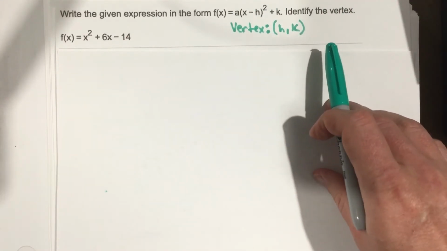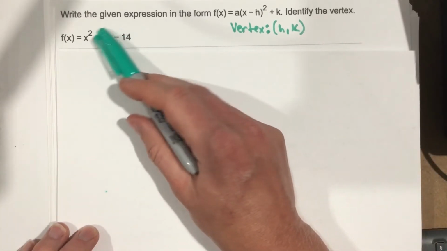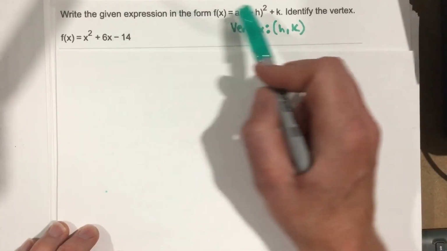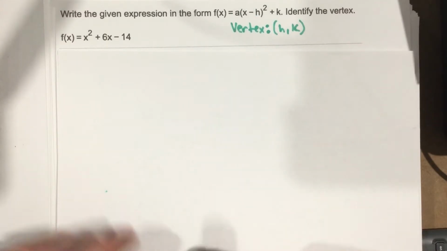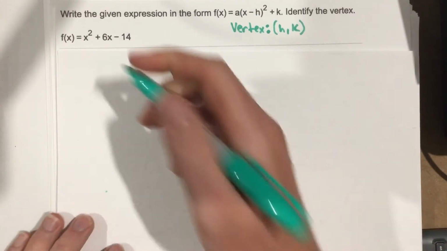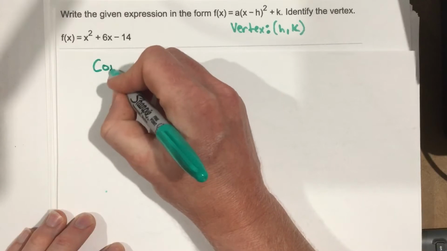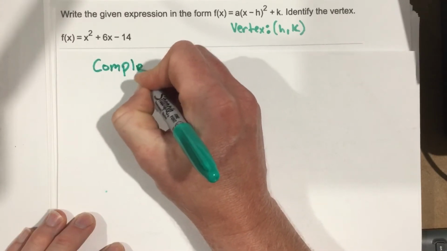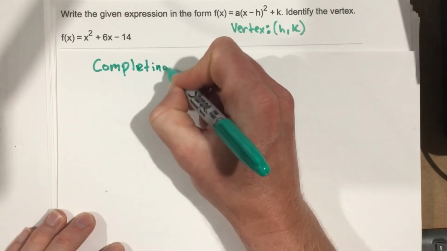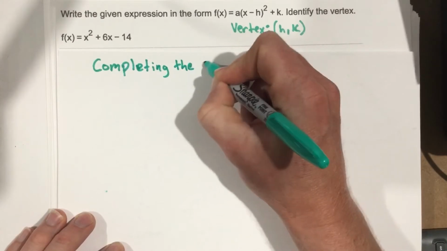Now, how do we get an equation from standard form into vertex form? This is actually standard form. There are 2 ways to do this. First of all, we're going to use completing the square. And you have to be competent in completing the square for this course.